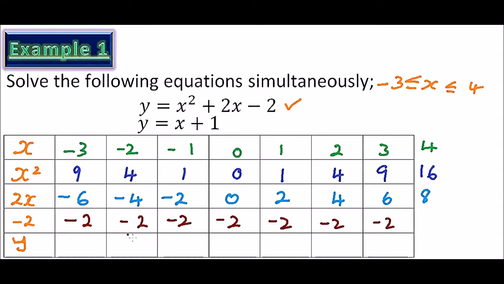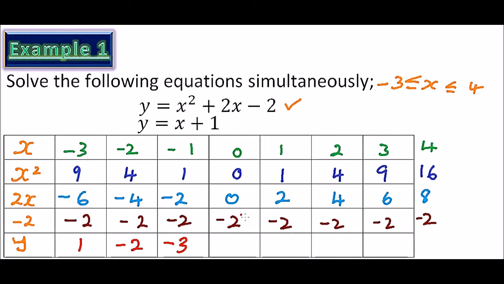So you'll find in some books they omit this row, but I find it important because it makes you not forget the constant. So we now get our y. Our y will be 9 minus 6 is 3. 3 minus 2 is 1. 4 minus 4 is 0. Minus 2, we get -2. 1 minus 2 is -1. Minus 1 minus 2 is -3.